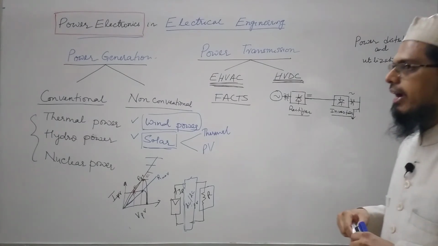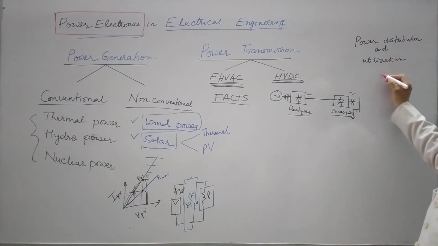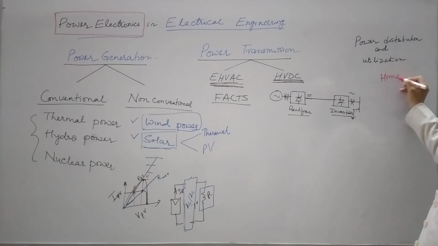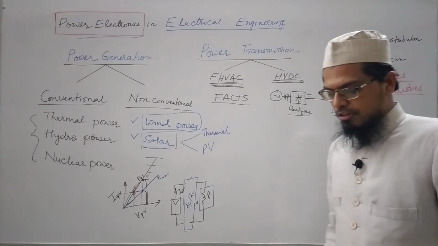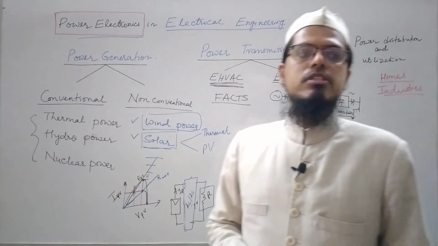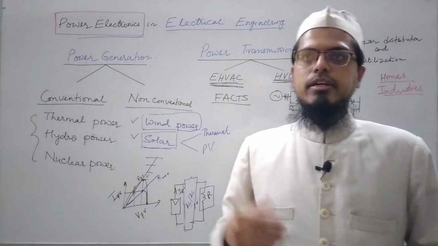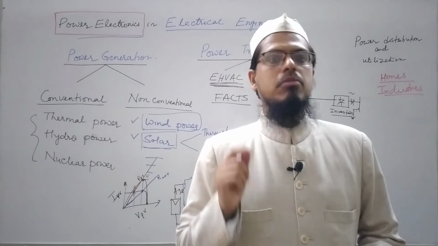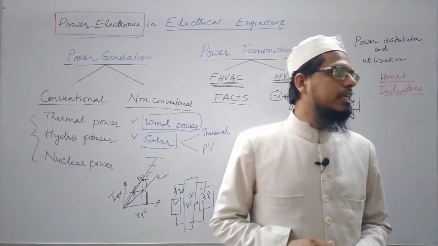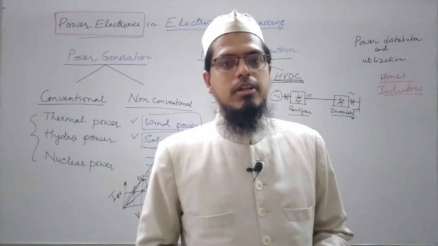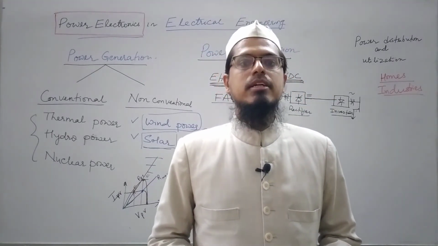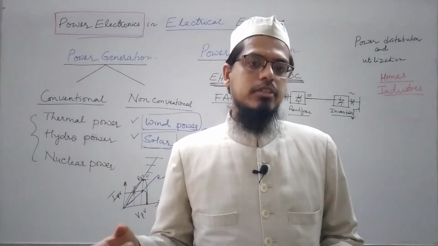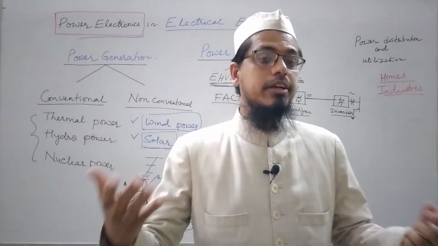So in homes and in industries, if you look around you, you will see many things that work on electricity, but there is a problem. The problem is that the availability of the voltage level and the power level do not match with the equipment that runs on electricity at our homes, even in industries.